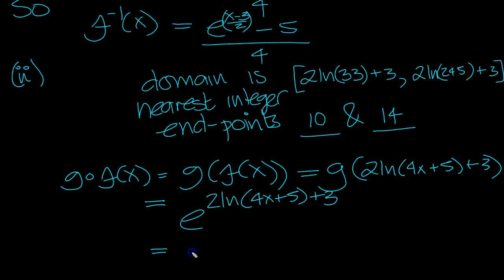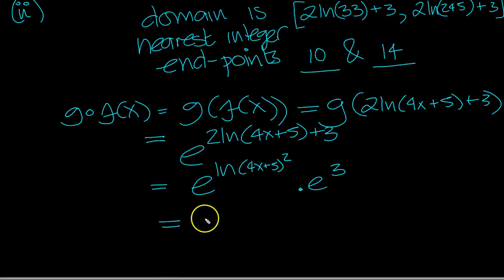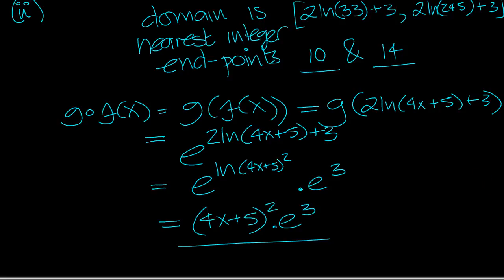Which is equal to e to the ln. So I'm going to split it up. e cubed is plus, so I've just put that there. Then the 2 I'm going to put here, (4x plus 5) squared. E and log are now next to each other, so one is the inverse of the other. So it's (4x plus 5) squared times e cubed, the composite function.